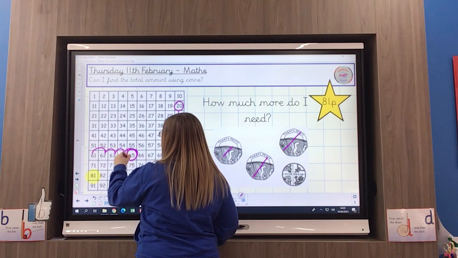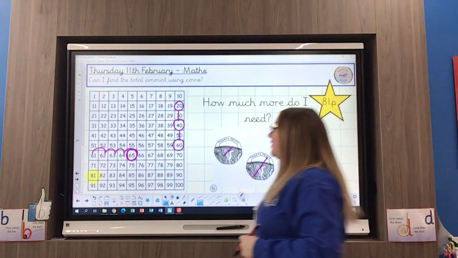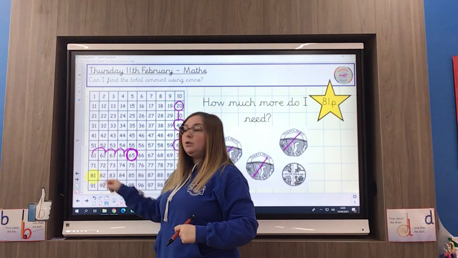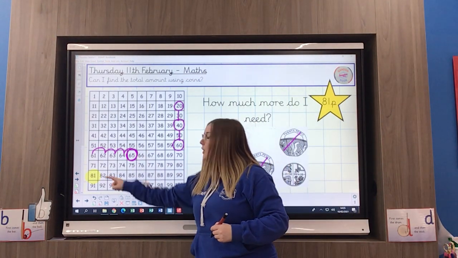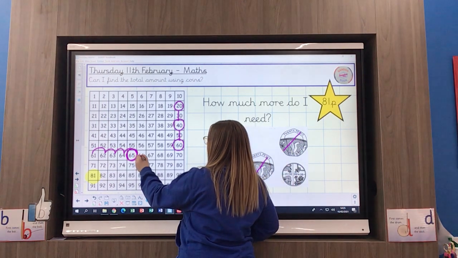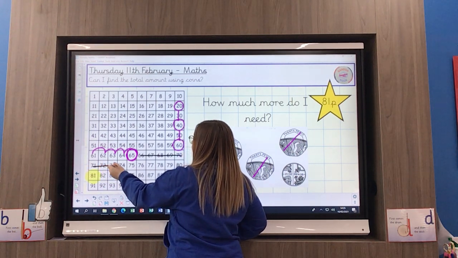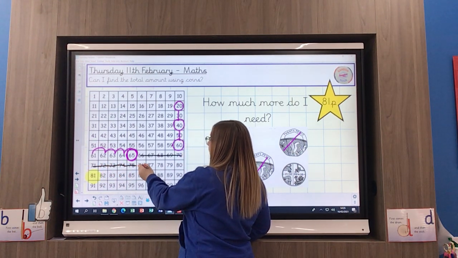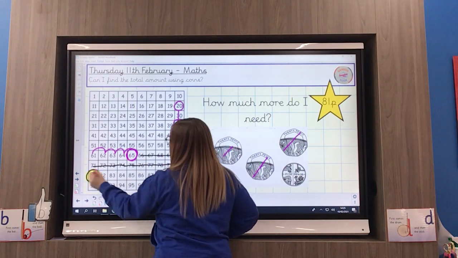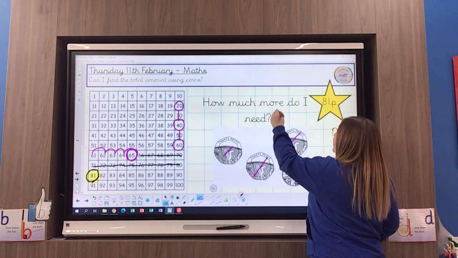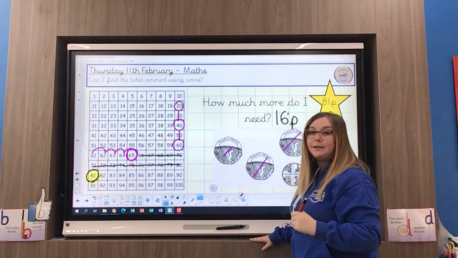So I've landed on 65, but I've not finished yet, Year 4. We've now got to find the difference between these two numbers. Okay, so count along with me. We're going to count from 65 to 81. 1, 2, 3, 4, 5, 6, 7, 8, 9, 10, 11, 12, 13, 14, 15, 16. So I need 16 more pence.